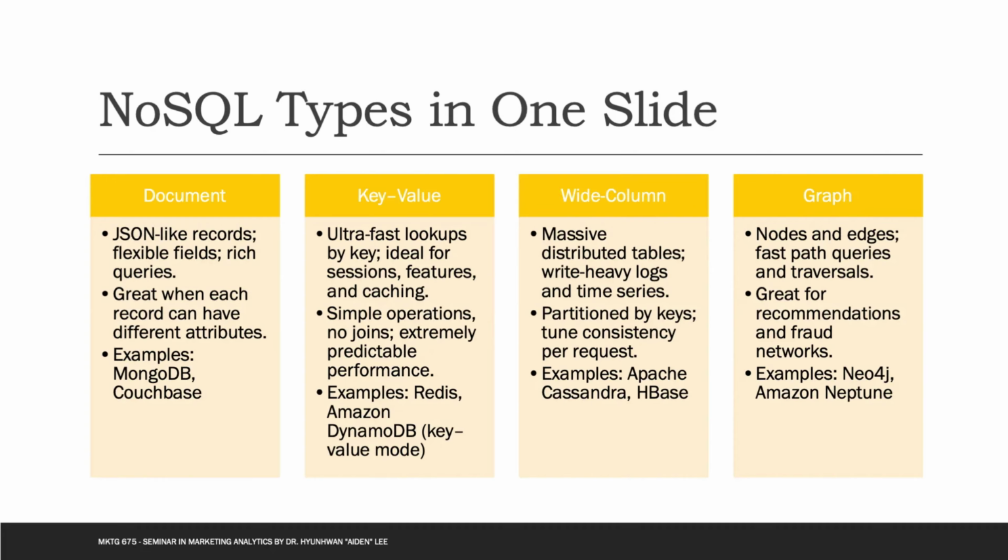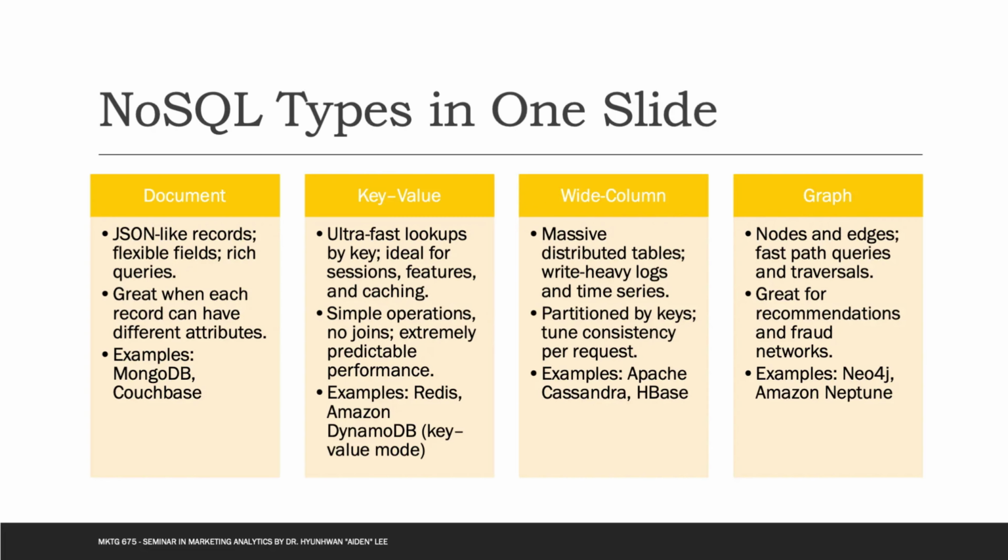Second, key and value stores. Use these for ultra-fast lookups by a single key. Typical cases are session stores, feature flags, leaderboards, and caching. Operations are simple and predictable. There are no joins. Examples include Redis and Amazon DynamoDB used in key and value mode.